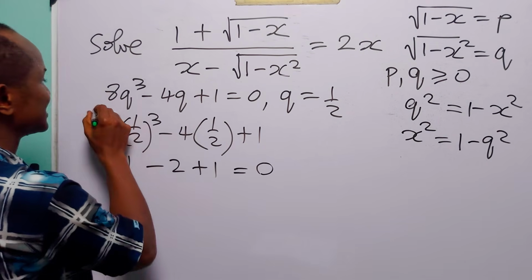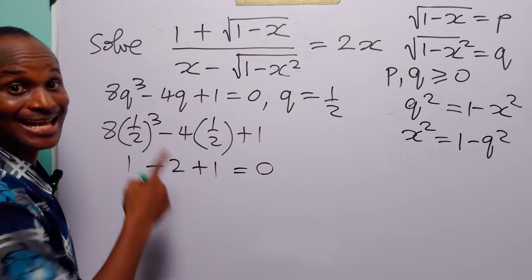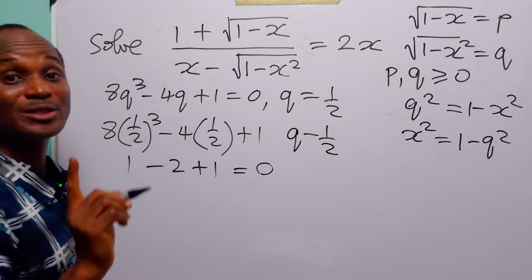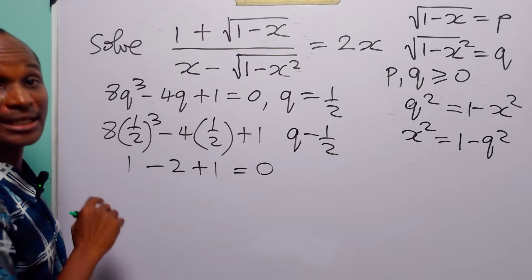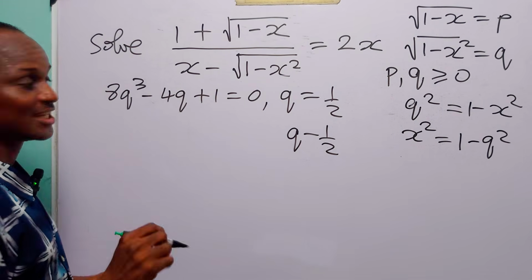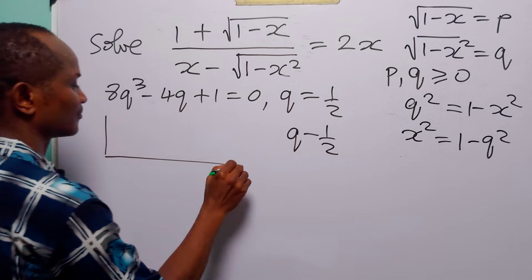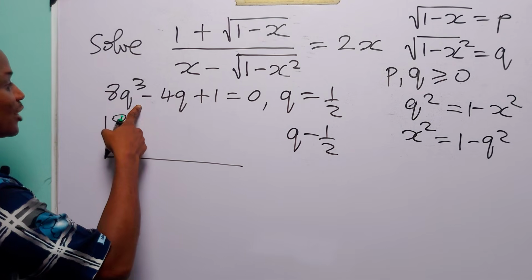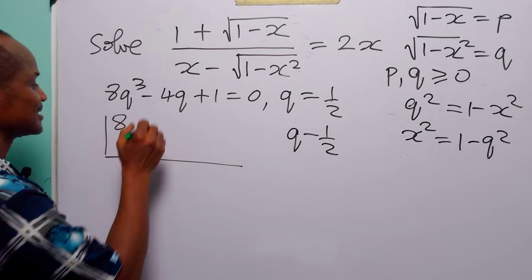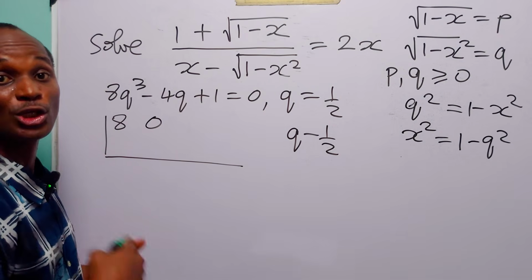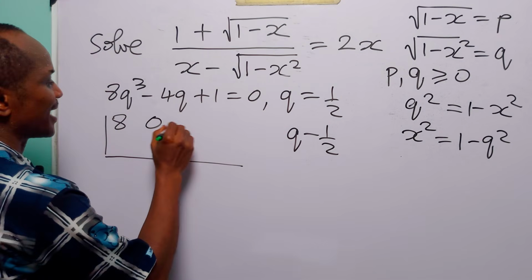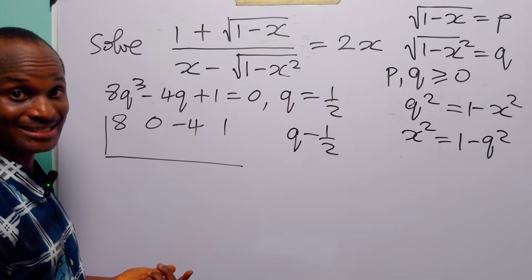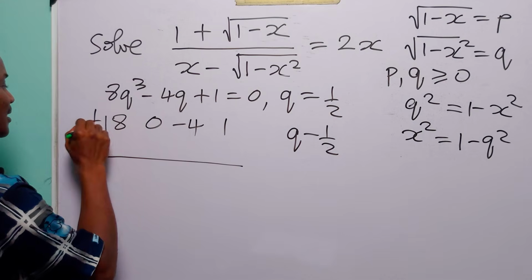So if we divide this cubic expression on the left-hand side by q minus half, we will be able to factorize this cubic equation. Using the synthetic division method, we have the coefficient of q cubed is 8. The coefficient of q squared is 0 because there is no term in q squared. Then we have minus 4, which is the coefficient of q. And then we have 1, which is the constant term. We are dividing with half.